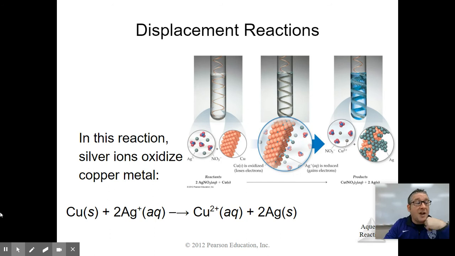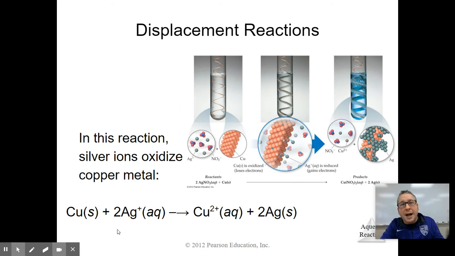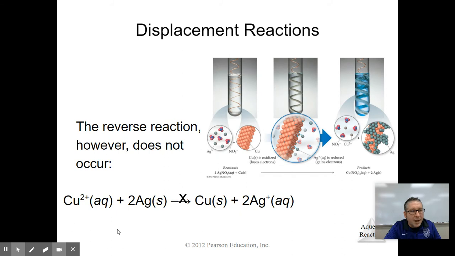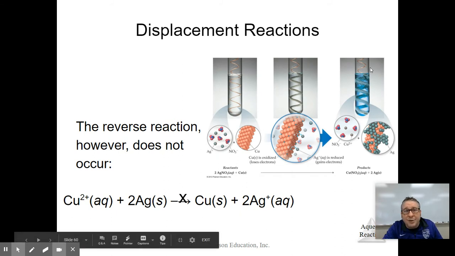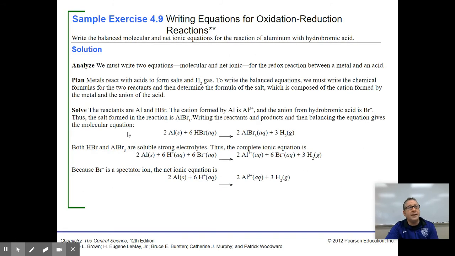reduced. So if copper was oxidized, that makes copper the reducing agent. And if silver was reduced, that makes silver the oxidizing agent. I'm going to keep saying that over and over again. However, if we try to take this reaction and go backwards, it doesn't happen. It's a one-way street for this particular reaction. So let's look at this example here.